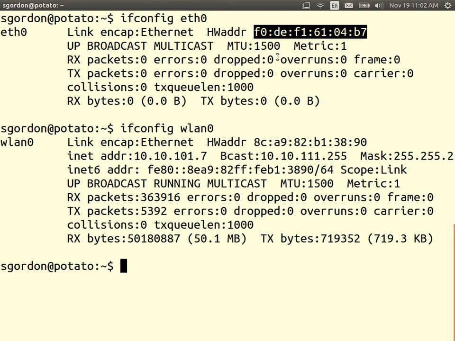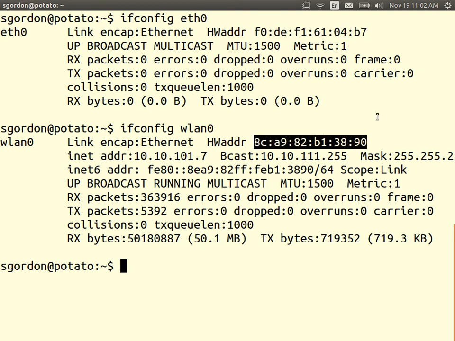Both wired LAN and wireless LAN use the same address format. So if I look at my wireless LAN interface, it also has a hardware address, 12 hex digits, 48 bits, but it's a different value. Right? Our devices should have different addresses. You can convert that to binary if you want, just convert 8 into a 4-bit value, C into a 4-bit value, and so on, you'll get 48 bits.